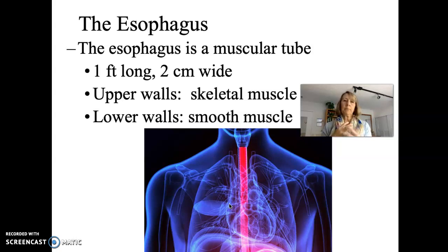And so this is a muscle. It is quite long. It's about 1 foot long, and it has both smooth and skeletal muscle in it. The upper walls is skeletal. You sort of have some control over that contraction of that esophagus. And then the lower, not so much. So this is food coming down from the esophagus and entering into the stomach.